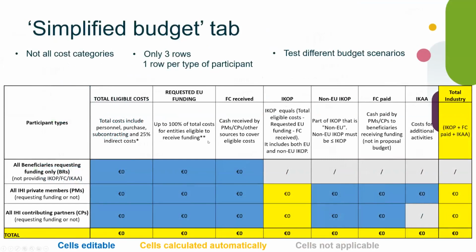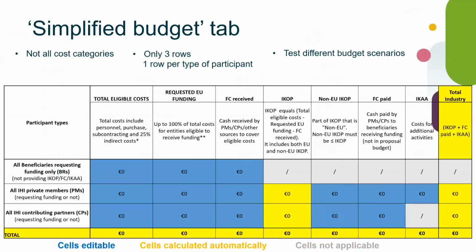So that's the simplified budget tab. It does not contain all the cost categories. That's why there are fewer columns than in the real budget table. It only contains the main ones. It contains only 3 rows also, so just 1 row per type of participant. And the idea here is to help you test different budget scenarios. You need to insert values only in the cells in blue.